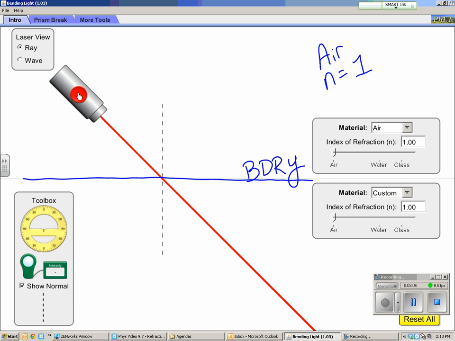Now, if I take the index of refraction down here under the boundary and increase it so that somehow my medium down here is getting denser and denser, the light bends. So watch what I'm going to do. I'm going to take this index and gradually increase it. And watch what happens to my reflected beam of light. Not my reflected beam, my refracted beam of light. This beam of light. Watch what happens to it as my index of refraction increases.